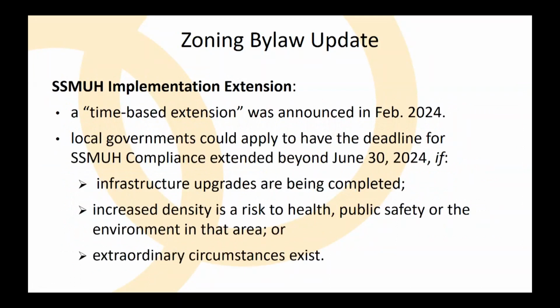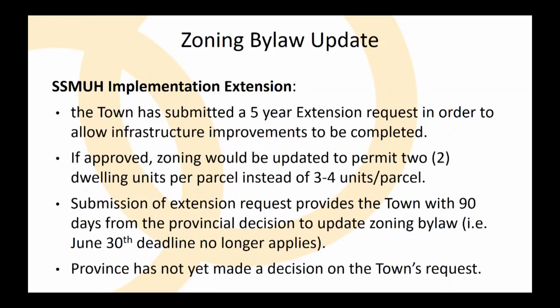Now, again, I've added this slide for context because in February of 2024, the province did announce that there was an option for local governments to seek an extension to the small-scale multi-unit housing implementation. Osoyoos has availed itself of that option and has submitted an application to the province requesting that an extension be granted, I believe, for a period of up to 5 years, so to 2029, in order to allow for upgrades to town water and town sewer to be implemented in order to allow the 3 to 4 unit density requirement.